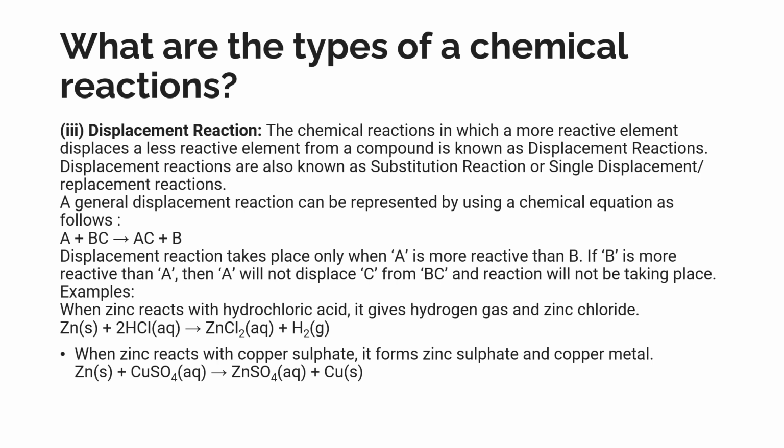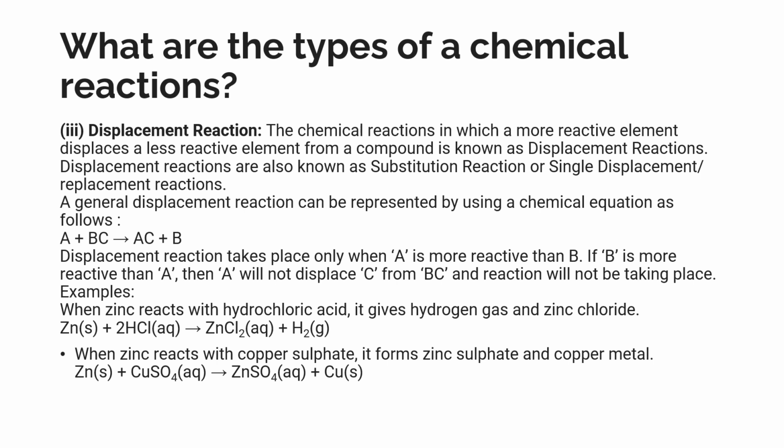So let's look at the third type, that is displacement reaction. The chemical reactions in which a more reactive element displaces a less reactive element from a compound are known as displacement reactions. Displacement reactions are also known as substitution reactions or single displacement or replacement reactions. A general displacement reaction can be represented by using a chemical equation as follows: A plus BC gives AC plus B.